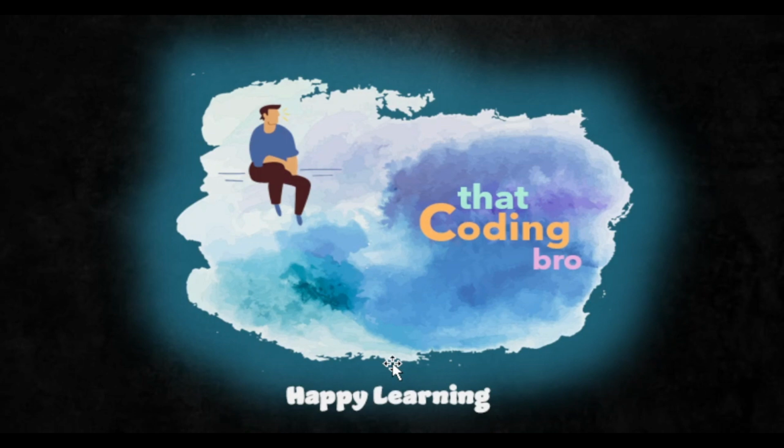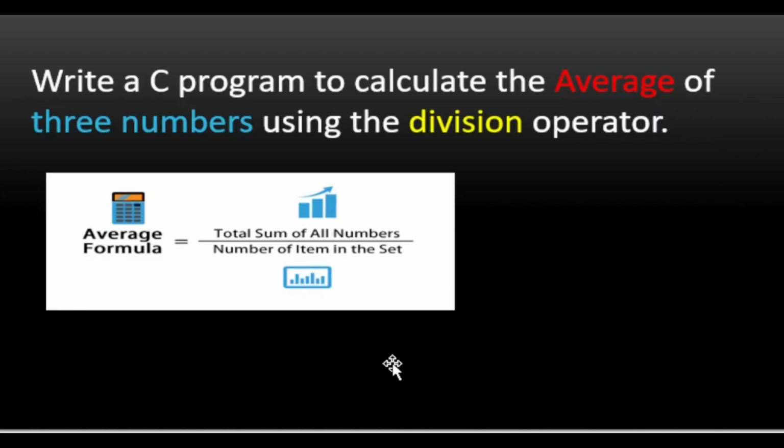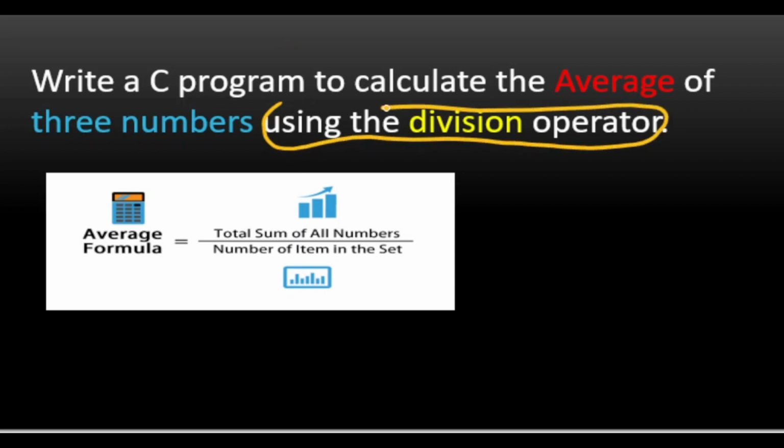Now let's go to our today's problem. Write a C program to calculate the average of three numbers using the division operator. See, the question is enough up to here. To increase the difficulty, this part is included. If you get this part, no issues. Write a C program to calculate the average of three numbers. Okay, we need to write a program to calculate the average of three numbers.